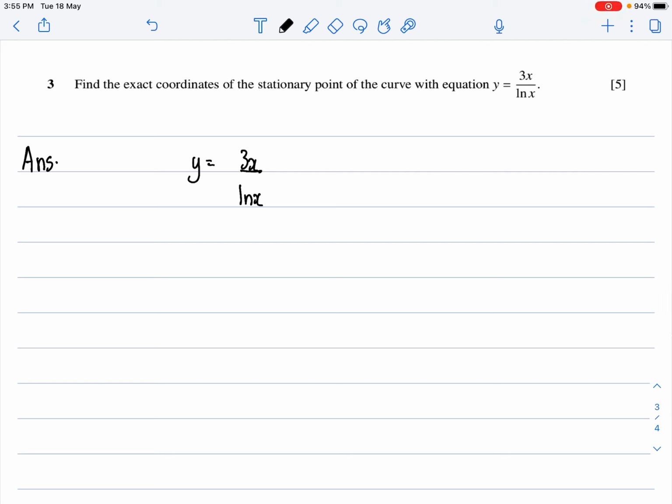This is the third question of the paper. We need to find the exact coordinates of the stationary point of the curve with the equation y = 3x over ln x. Stationary point basically means somewhere where my gradient, which is dy by dx, is equal to 0. So I need to find the coordinates here.